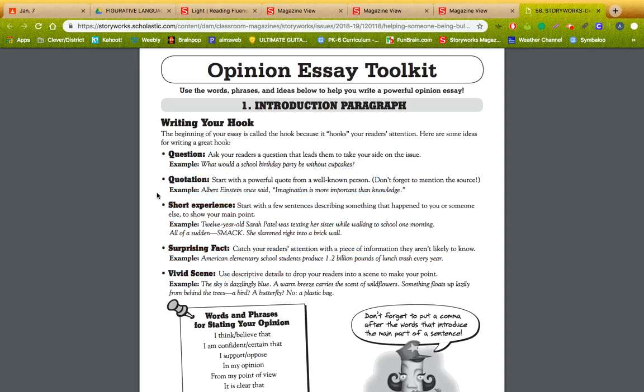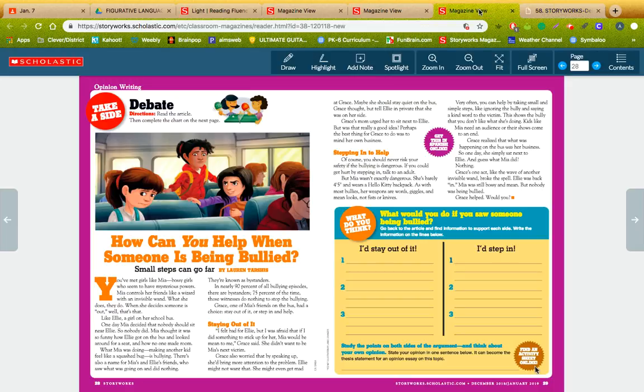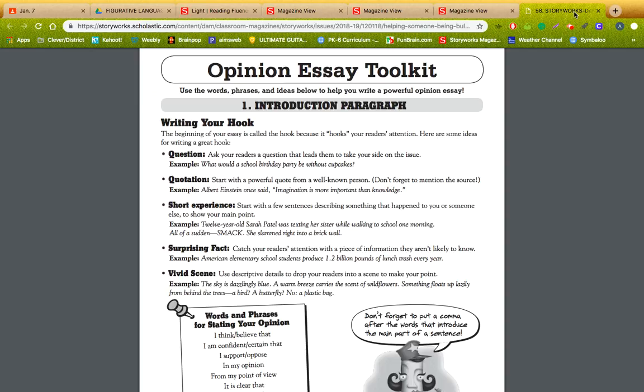So if you remember the story, the debate, also that's another word we can use for this, that we're using here is how can you help when someone is being bullied? So that's going to be the topic we're using here. So I'm going to show you just the hooks today, and that's all we're going to focus on. And you are going to write one, and I'm going to grade it as soon as you turn it in, okay?